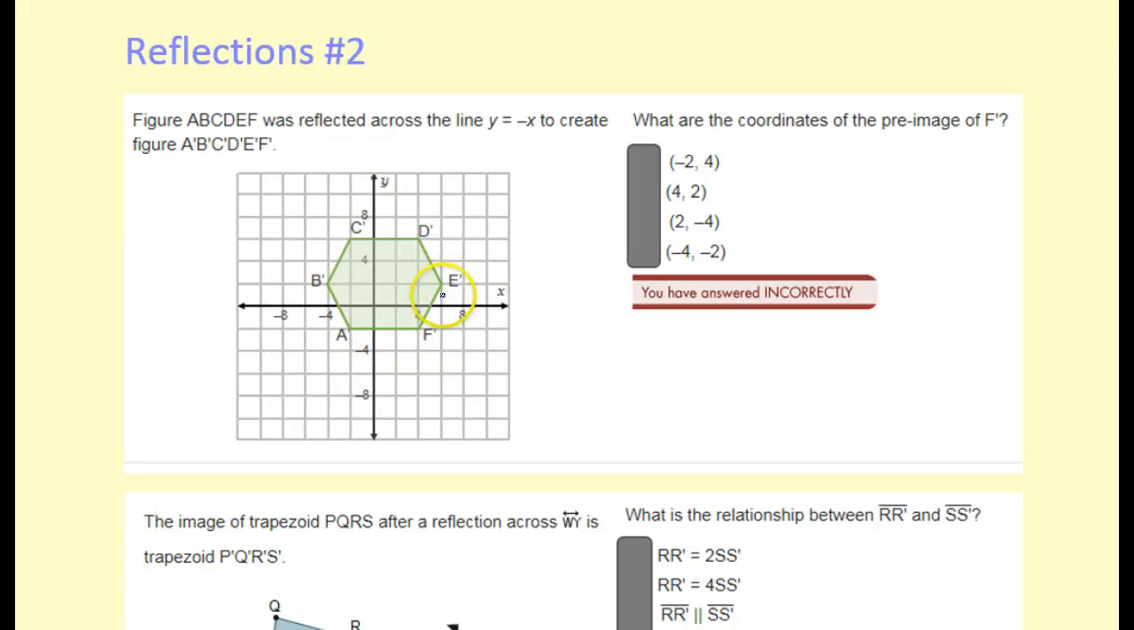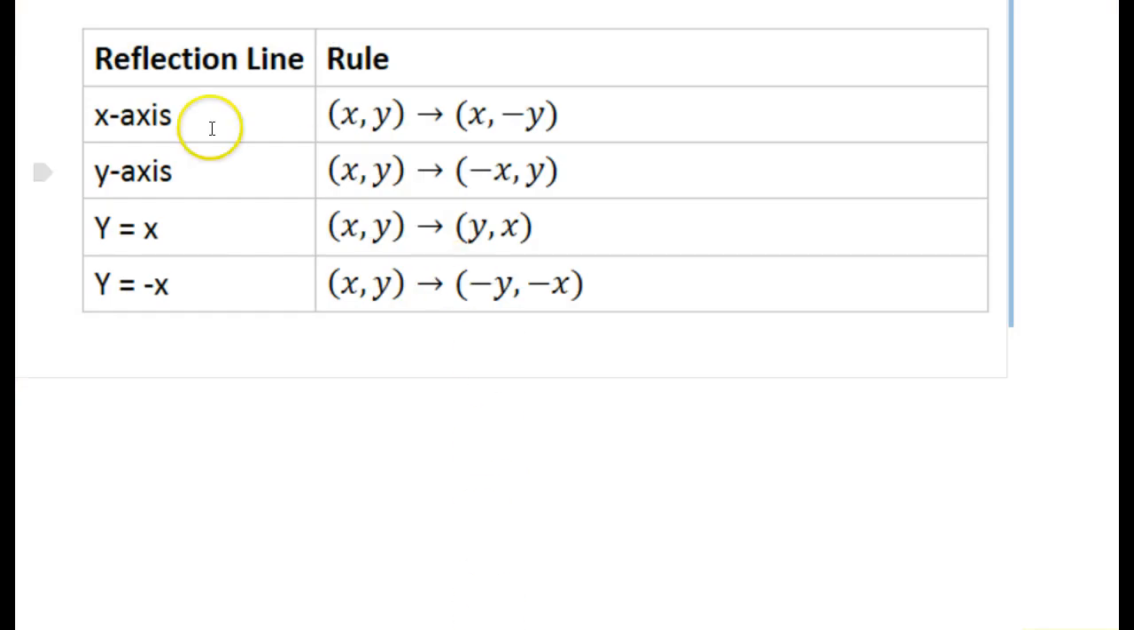In this video, we will be discussing reflections. Now, whenever convenient, I will refer back to these rules about reflections. So my advice to you would be to take out a sheet of paper, copy this chart down right now so that you can refer back to it whenever you need it.